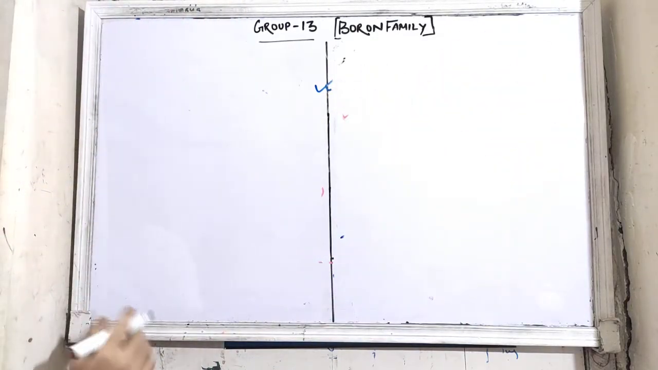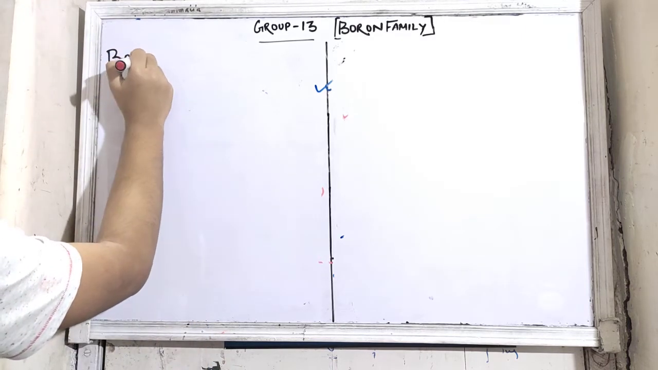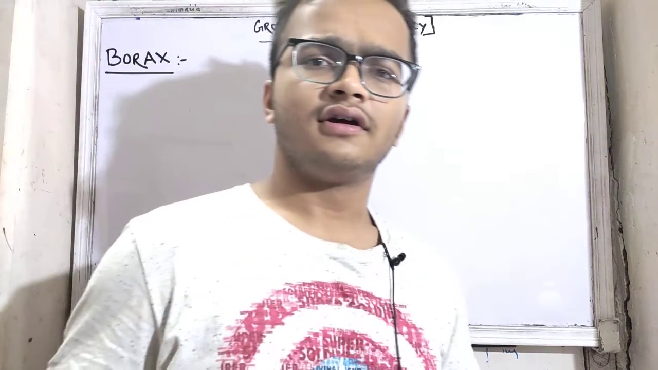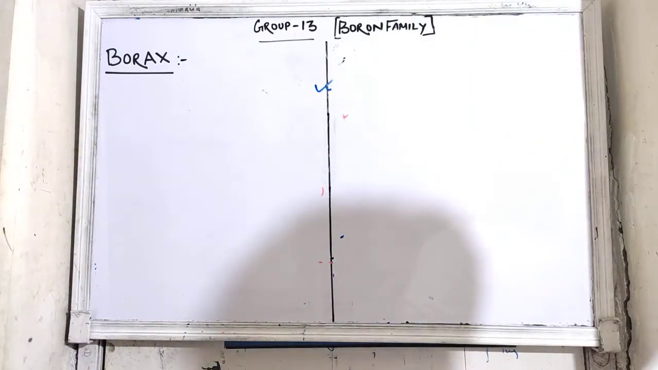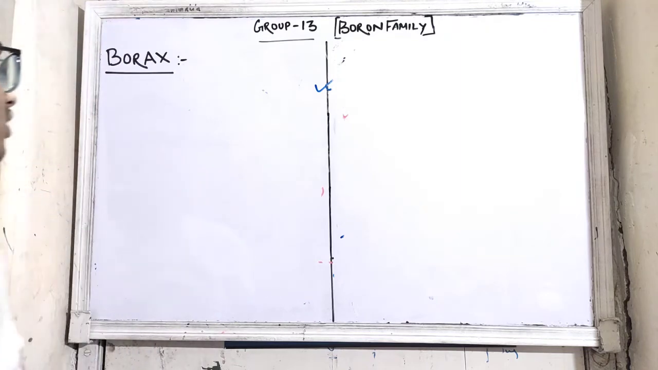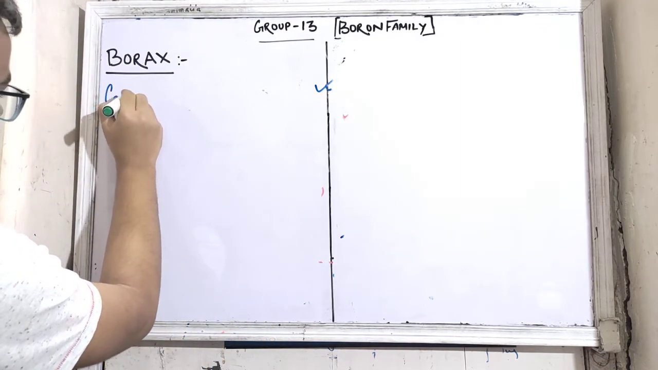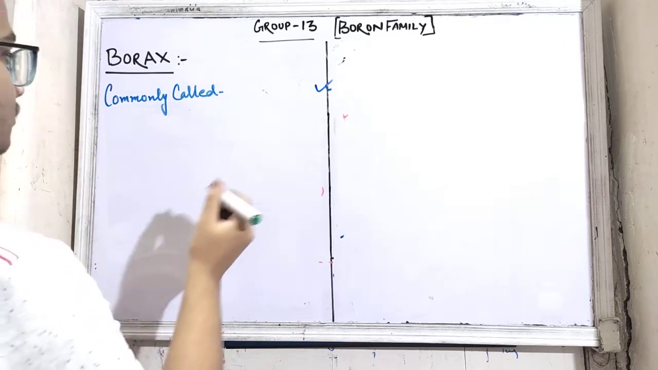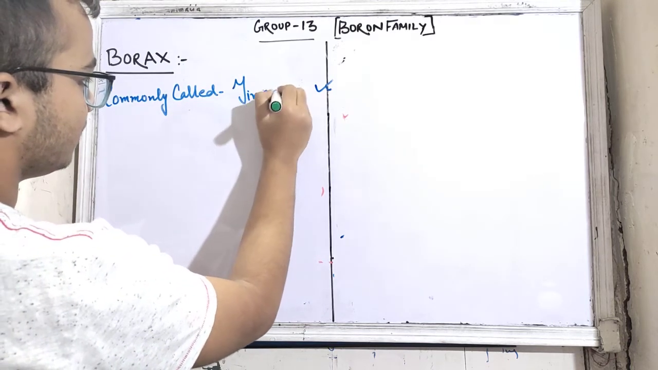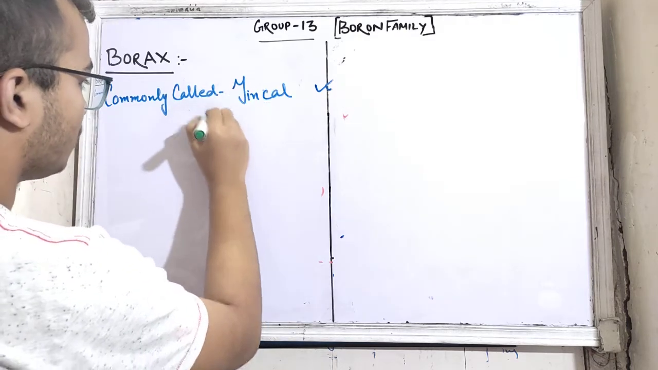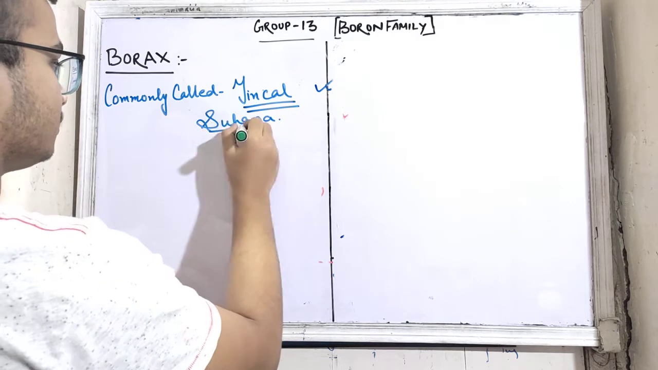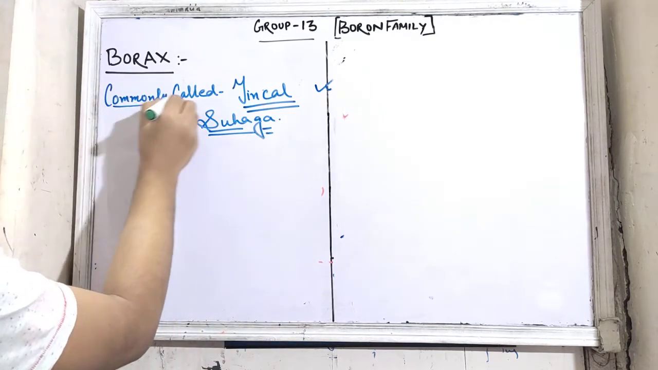Let's write, give the heading borax. There are many names by which borax is called. In India or in the world, borax is commonly called tincal, TINCAL, or you can call it suhaga. So it is also known as tincal or it is also known as suhaga. Okay, this was the first point.